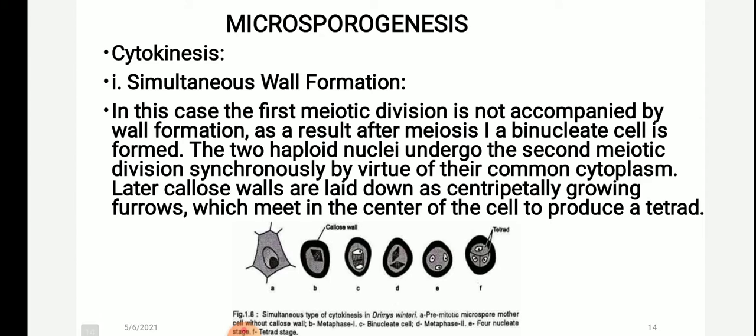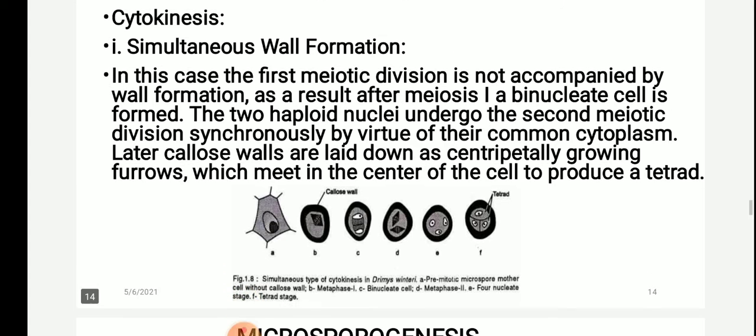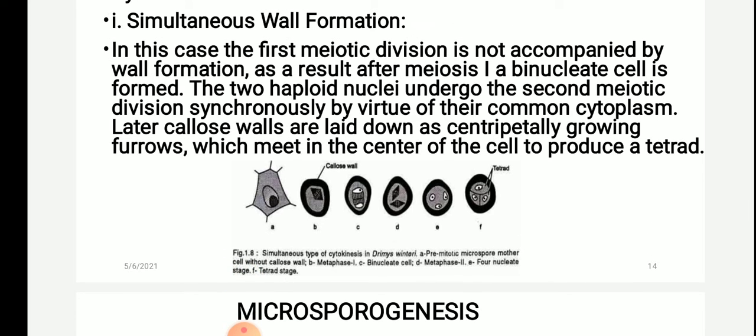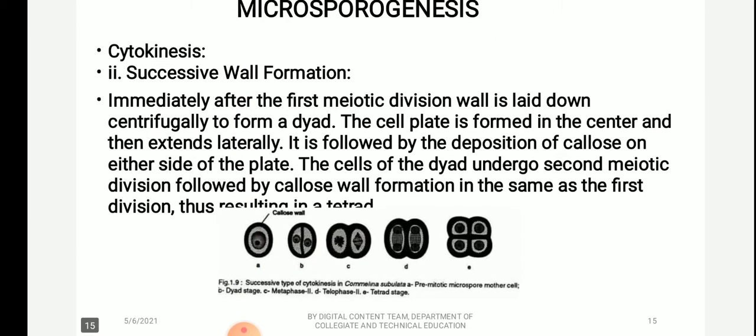So let us take up the simultaneous type of cytokinesis. In this case, the first meiotic division is not accompanied by wall formation. As a result, after meiosis 1, a binucleate cell is formed. The two haploid nuclei undergo the second meiotic division synchronously by virtue of their common cytoplasm. Later, callose walls are laid down as centripetally growing furrows which meet in the center of the cell to produce a tetrad.